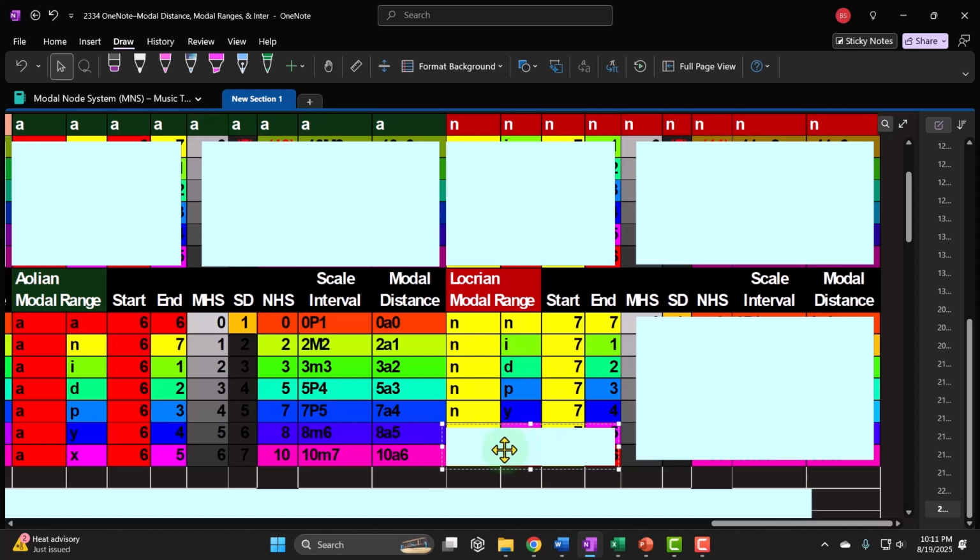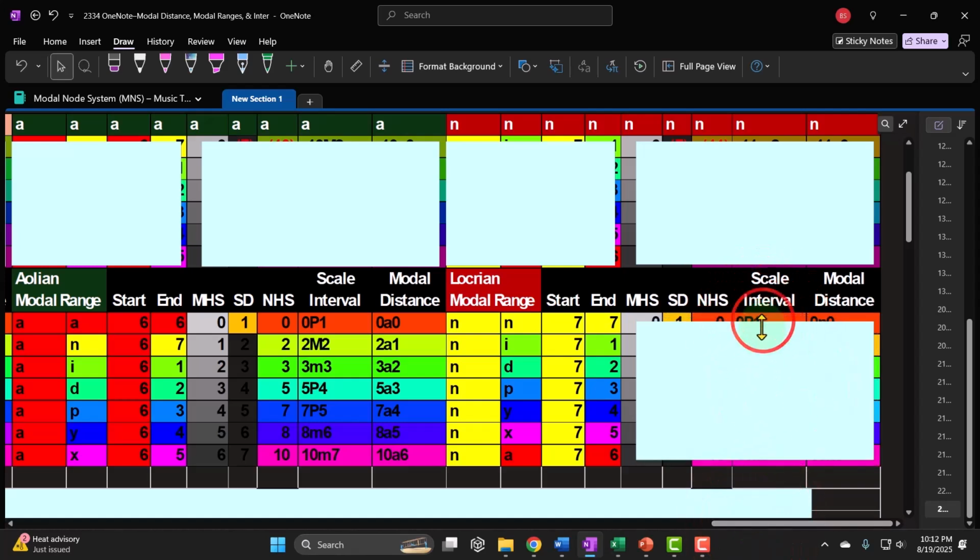Locrian to Lydian. That's going to be a Loc lid modal range, an NY modal range, yellow blue modal range, 7-4 modal range. A Locrian to Mixolydian modal range, a Loc mix modal range, a yellow magenta modal range, an NX modal range, a 7-5 modal range. And finally we have an NA, Locrian to Aeolian modal range, a yellow-red modal range, a Loc AO modal range, 7-6 modal range.